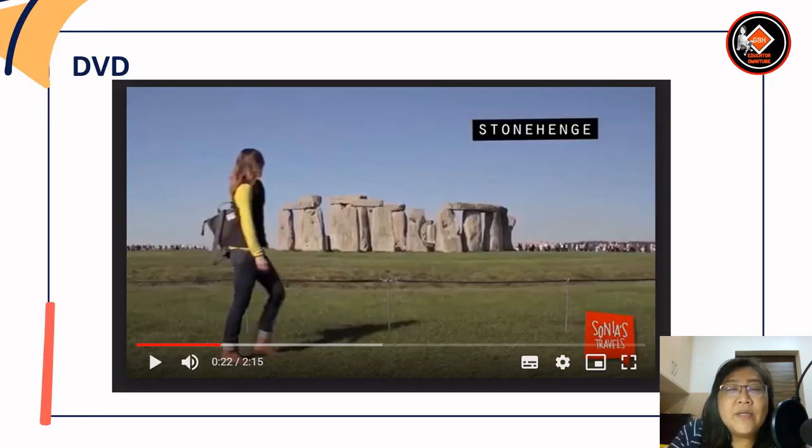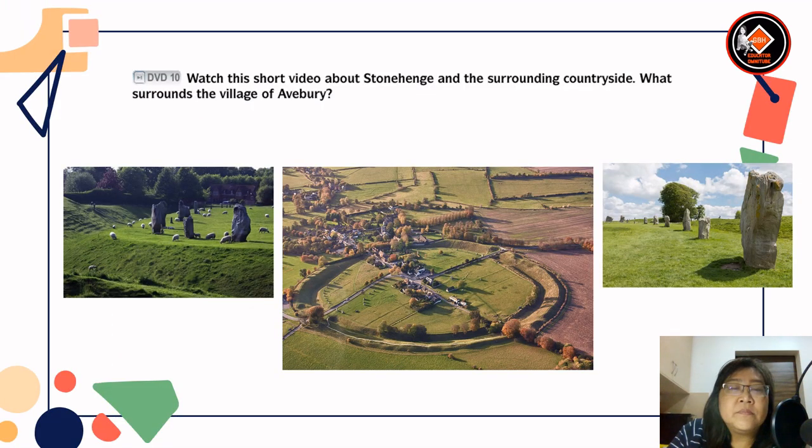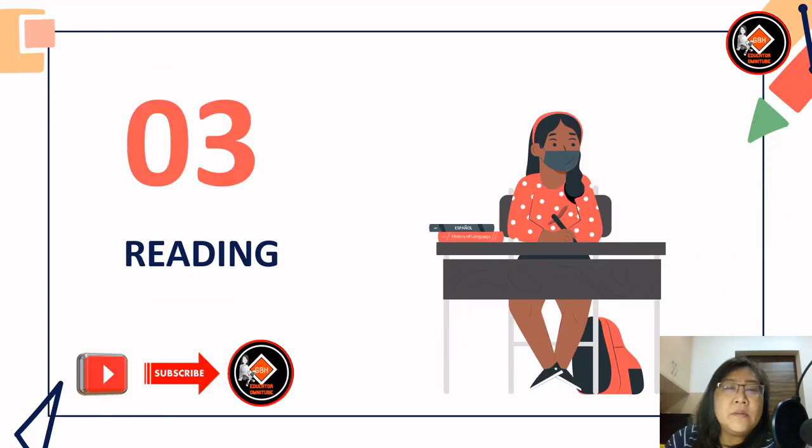So this is the video that you are going to watch. And let's look at the answer for the question, what surrounds the village of Avebury? So the answer is 3 huge stone circles. Dear students, let's continue with the reading lesson.